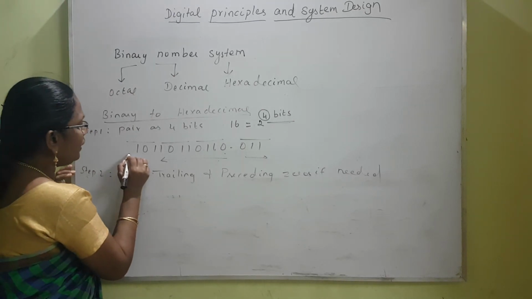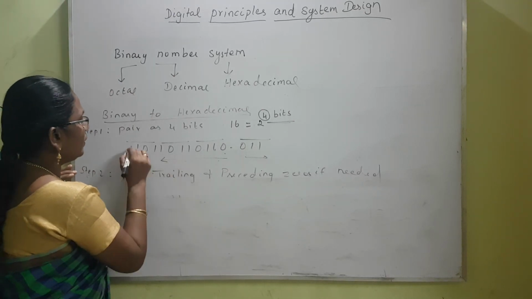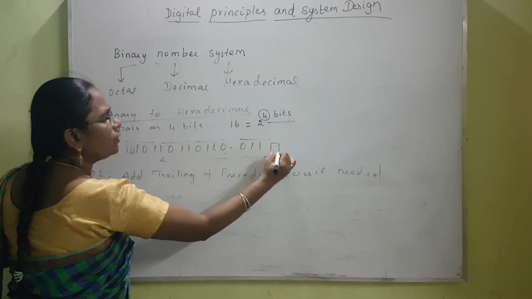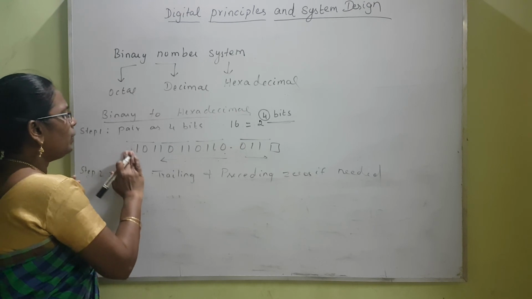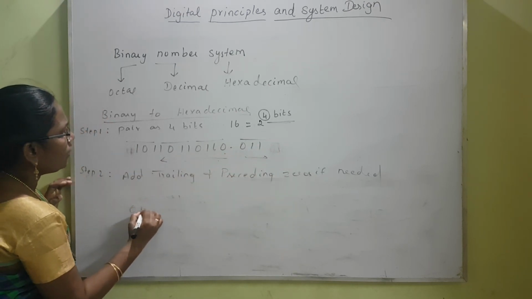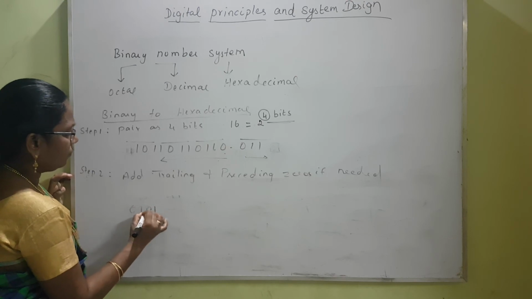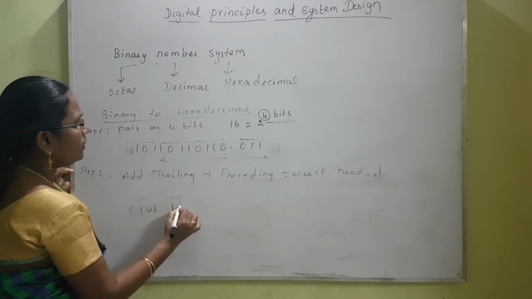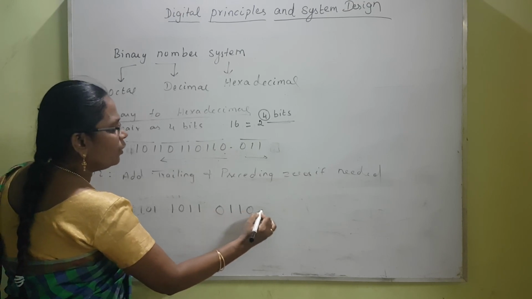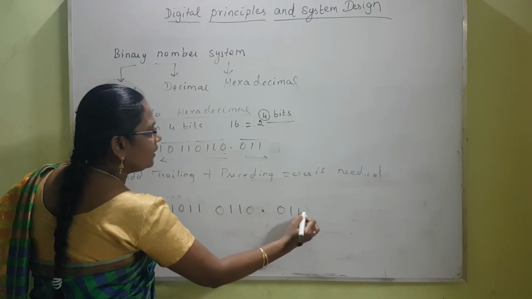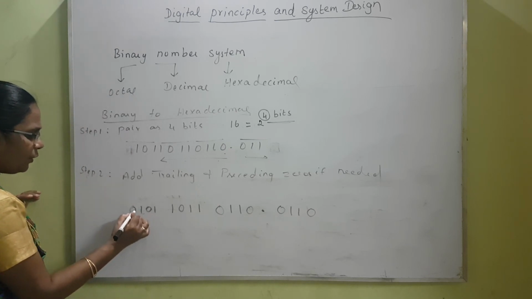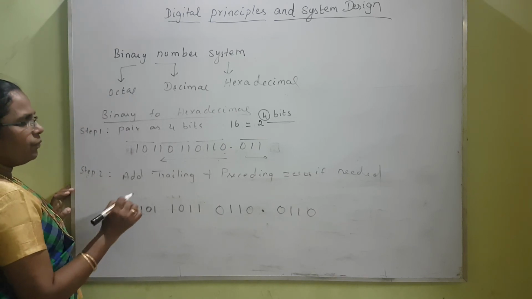So we are going to add trailing and preceding zeros. Here we need a 0. Here there is a place with no value. Here also something is left out. So in both these places, you are going to add 0: 0101, then 1011, 0110, 0.0110. This is our number. Now you have to find the decimal value for this.